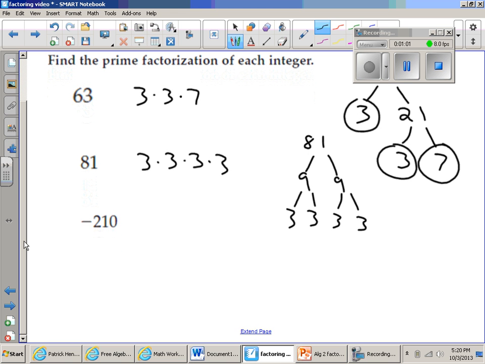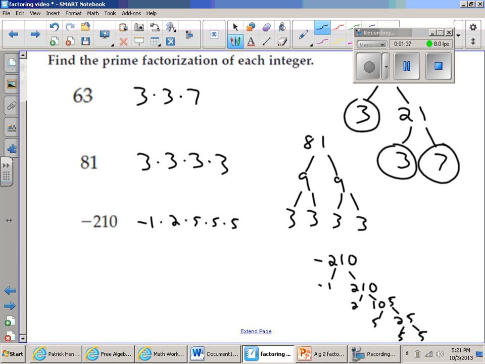Now, look at negative 210. First thing, what do you notice? The first thing is we have a negative number. So let's factor out that negative number by factoring out negative 1. Now we'll do 210, 2 and 105, 5 and 25, 5 and 5. So when I write my prime factorization, I want to write the numbers from smallest to biggest.